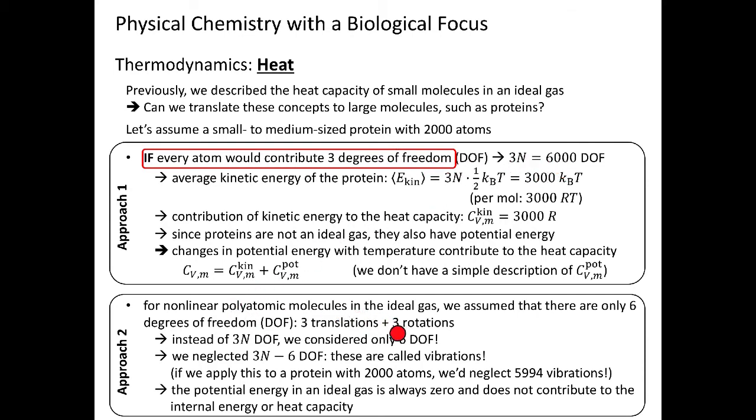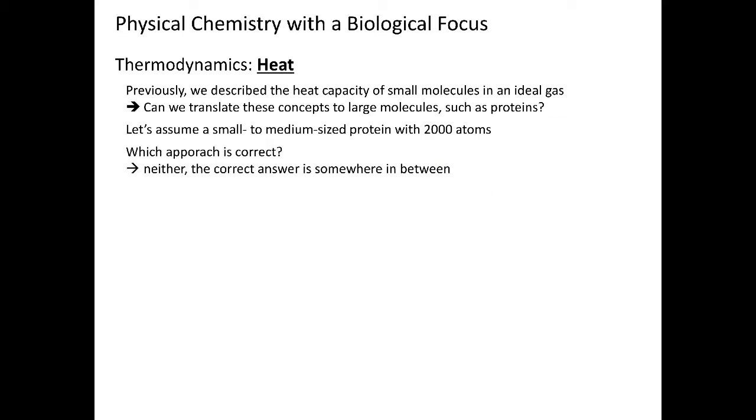Here we're saying that we only have 3 translations and 3 rotations for the entire protein, and we ignore every vibration. Now the question, of course, is which approach is correct? And the answer to that, as you might suspect, is neither. So the correct way to describe the heat capacity of a protein is essentially somewhere in between these 2 extreme cases that we just discussed.